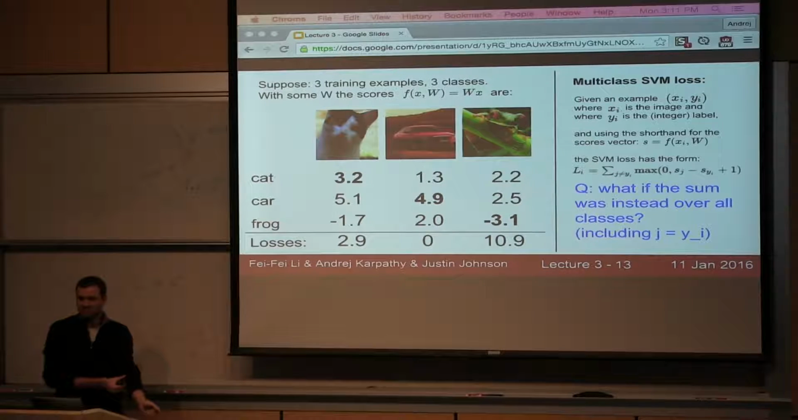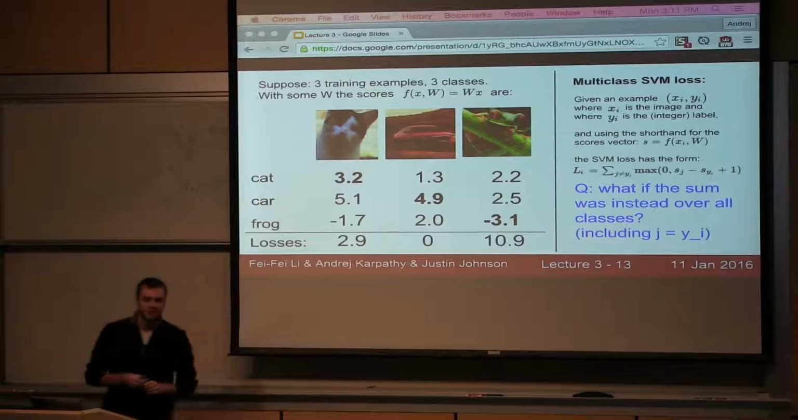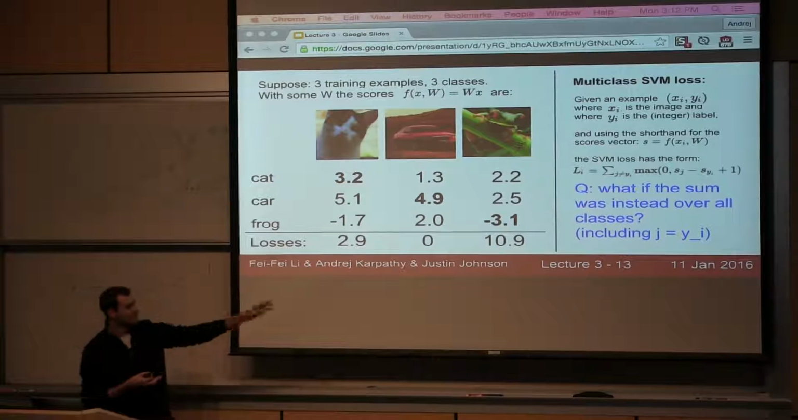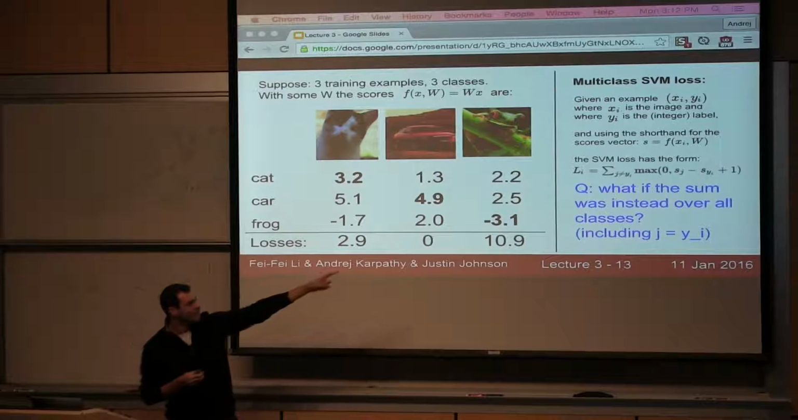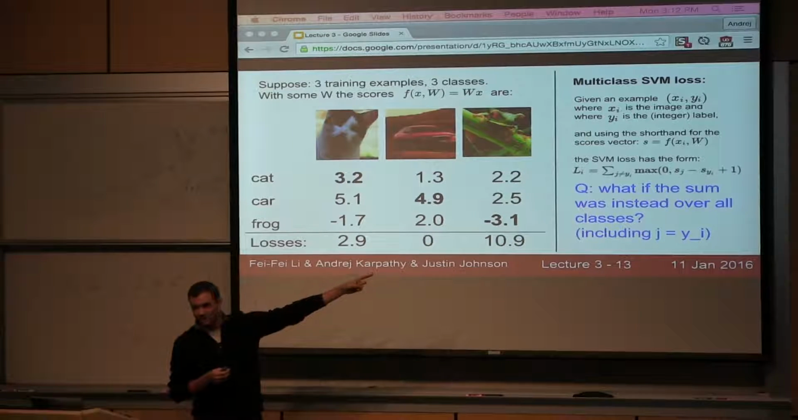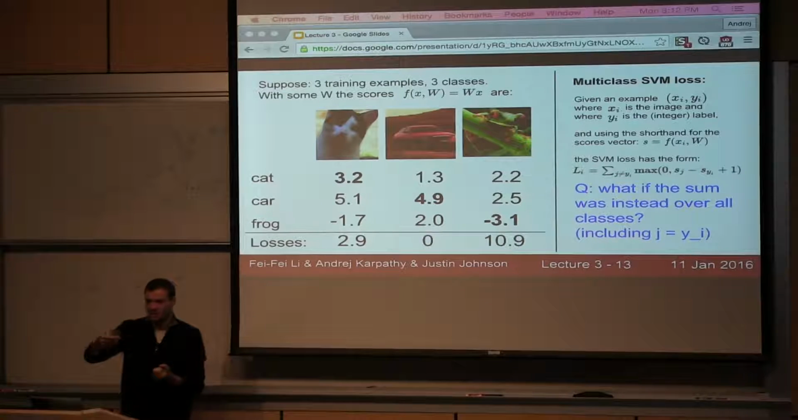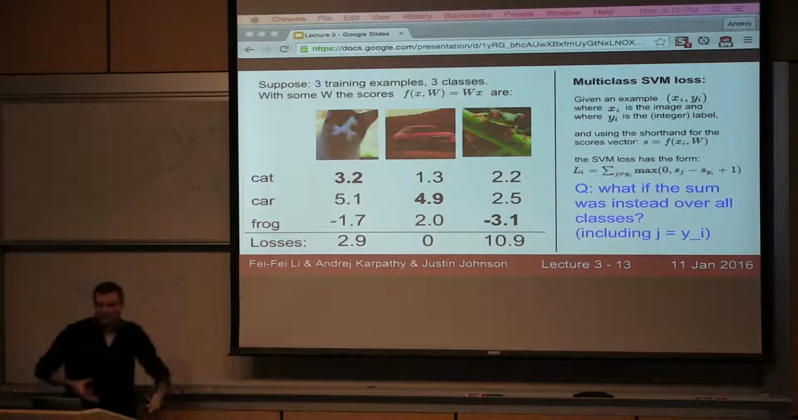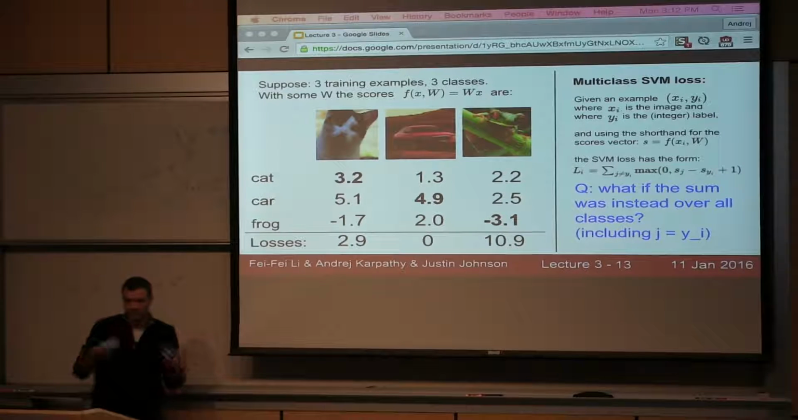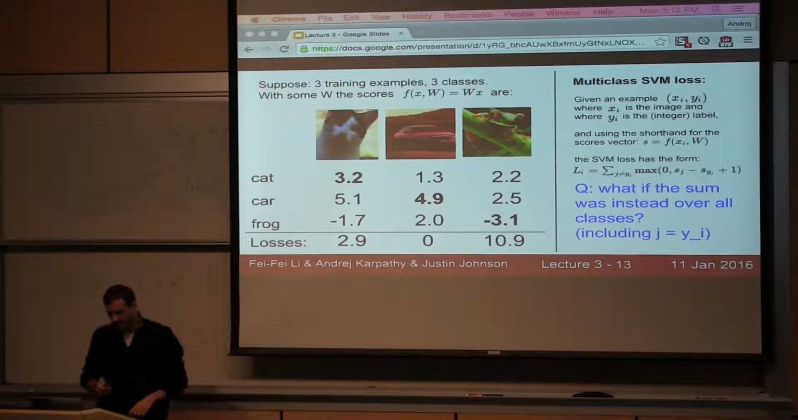You're adding 1. Sorry, go ahead. You're adding the delta to the 1. Yes. So in effect, the reason that it's j not equal to yi is that if we allow j to equal yi, then the score of yi cancels the score of yi. You end up with a 0. And really what you're doing is adding a constant of 1. So if that sum was over all the scores, then we'd just be inflating the loss by a constant of 1. So that's why that's there.